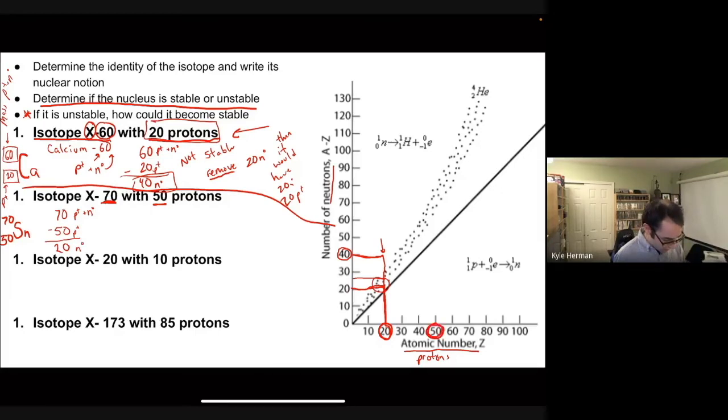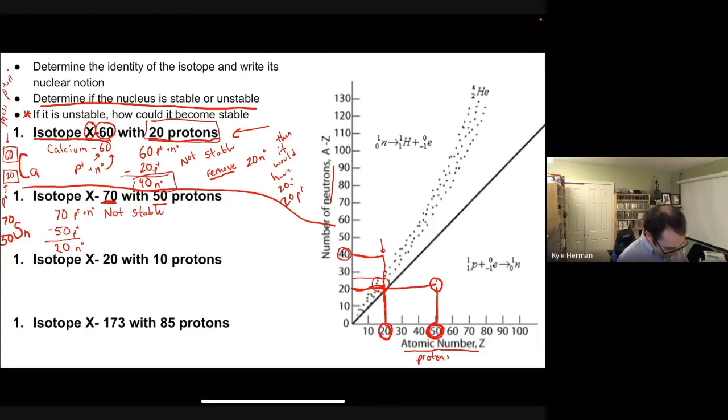So I'm going to come over here where the 50 is, and I'm going to go to 20. We can see that it is way under that stability. So for this one, I would say also that it's not stable. Let's see, what was the next question? So it's not stable. We need to figure out how to make it stable.